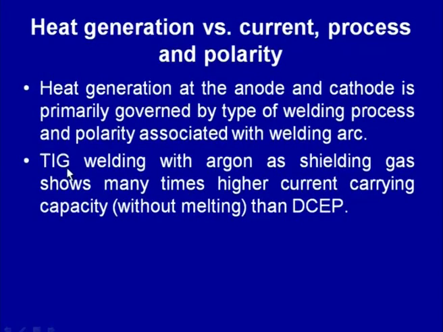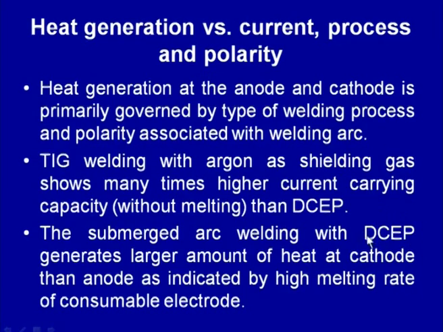With TIG welding, normally it is required to generate less heat on the electrode side, so that the tungsten electrode does not melt and remains there for long, so that it offers a longer life. That is why with tungsten inert gas welding, it is common to use DCEN polarity, so that less heat is generated on the electrode side and more heat is generated on the workpiece side for melting of the faying surfaces.